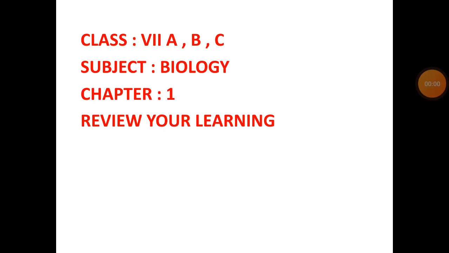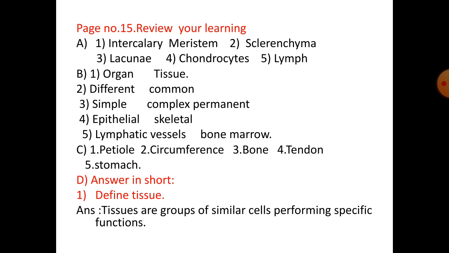Hello students. So now we will discuss chapter 1, review your learning for class 7 A, B and C sections. So according to your book, it's page number 15, review your learning, answer in one word. Number 1, plant tissue located at the base of nodes. The answer is intercalary meristem.